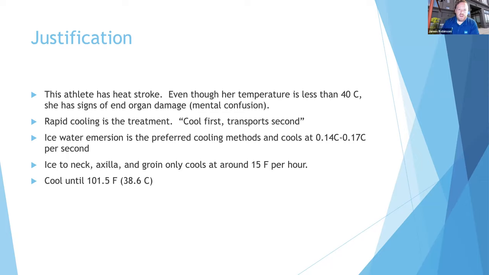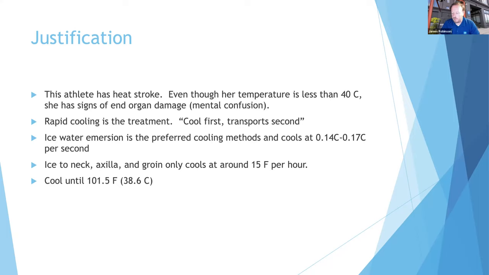So this athlete has heat stroke. Even though her temperature is less than 40 degrees Celsius, which is the common way to diagnose heat stroke, she has signs of organ damage. She has mental confusion, which is a sign of organ damage, and that qualifies her as having heat stroke versus heat exhaustion. For heat stroke, the treatment is rapid cooling. And so the mantra is always cool first, transport second. Ice water immersion is the preferred cooling method.